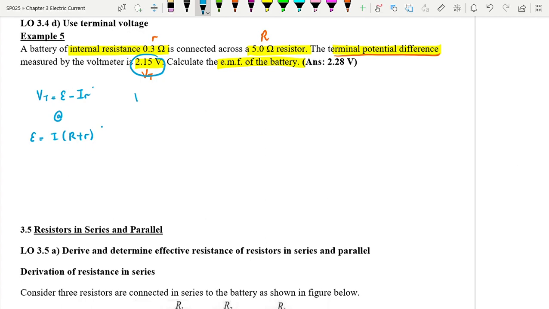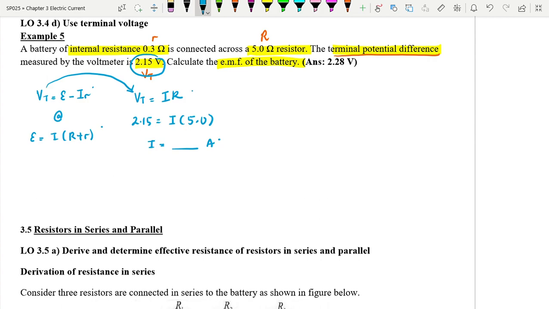So, apa yang kita tahu V terminal is actually voltage across external R. So, that means kita boleh kena tahu benda ni lah, V terminal is actually current times external R. So, from here, we actually can calculate the current flow of the circuit. So, kita boleh kirakan berapa current flow with the unit of ampere.